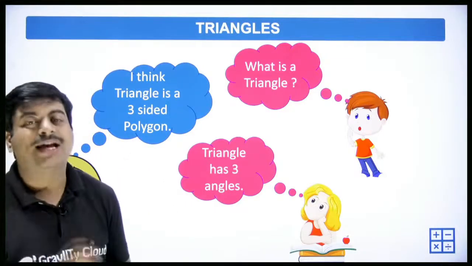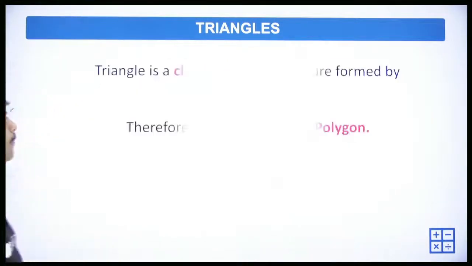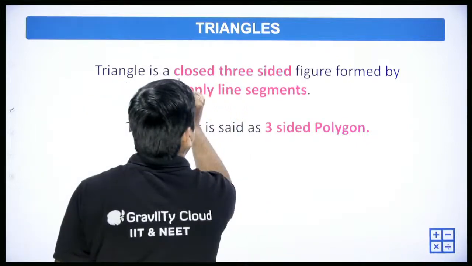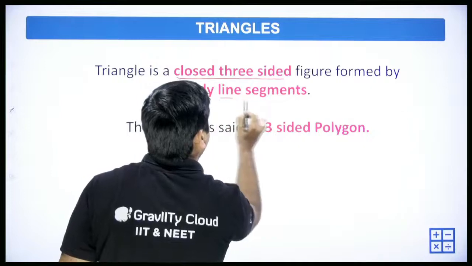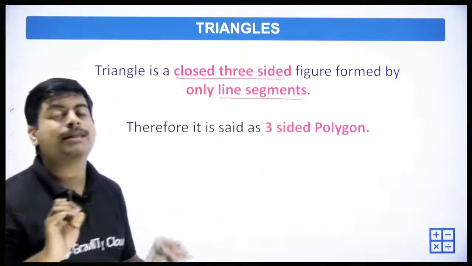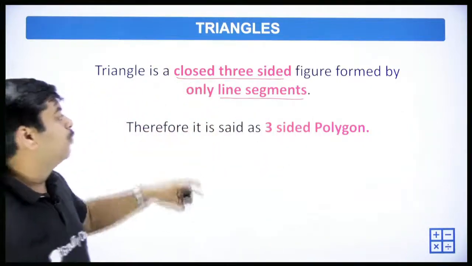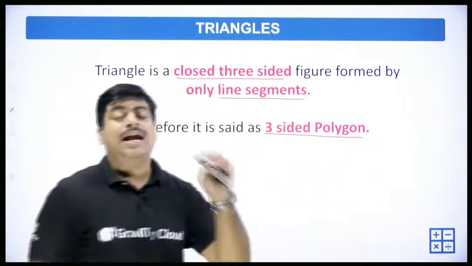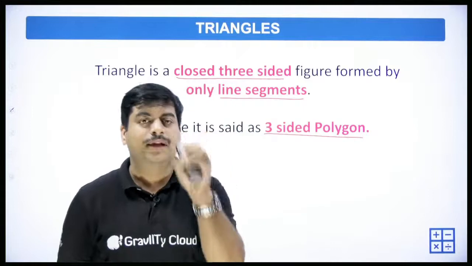So let's try to discuss what is a triangle first of all. Triangle is a closed three-sided figure, formed by only line segments. So it is a polygon, right? Therefore, it is said to be a three-sided polygon. And triangle is the first polygon.